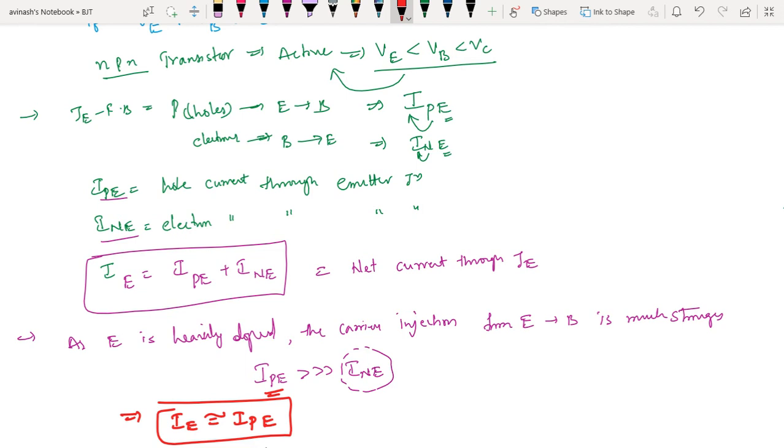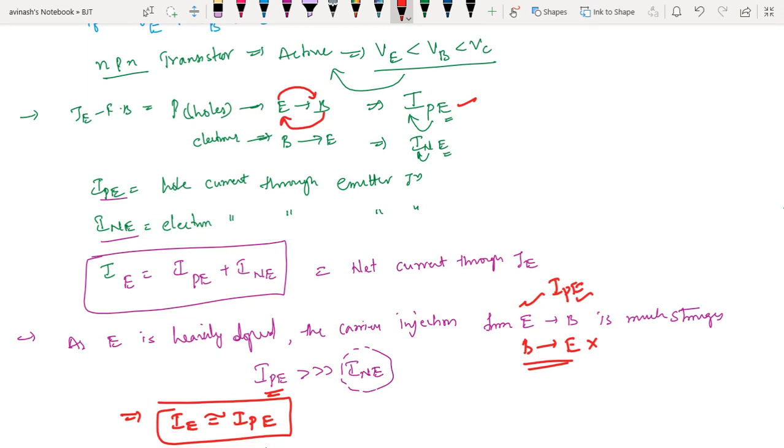If you observe these points, what is the first point I have said here? As the emitter is heavily doped, the carrier injection from emitter to base is much stronger, and base to emitter is very light. So we have neglected this value. From emitter to base, what current is flowing here? Hole current. Holes in the P region travel from emitter to base, whereas electrons, the minority charge carriers in the P region, travel from base to emitter.